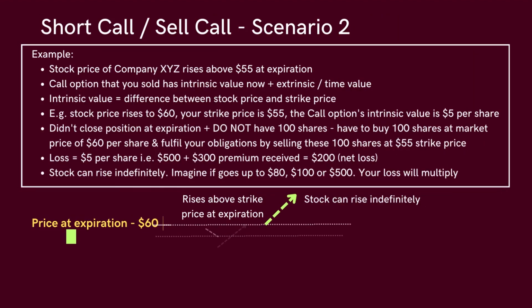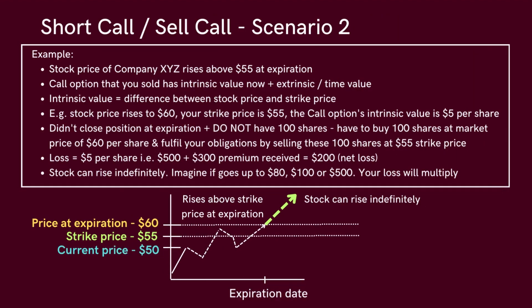The second scenario is when the stock price of company XYZ rises above the strike price of $55 at expiration. The call option that you sold has intrinsic value now, on top of any extrinsic, in other words, time value. The intrinsic value is equal to the difference between the stock price and the strike price. So let's say the stock price is $60 now and your strike price is $55, then the call option has an intrinsic value of $5 per share.